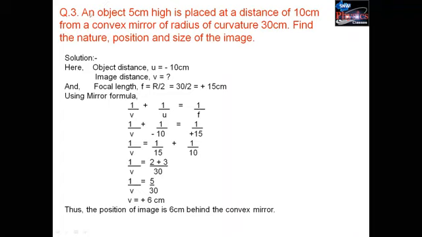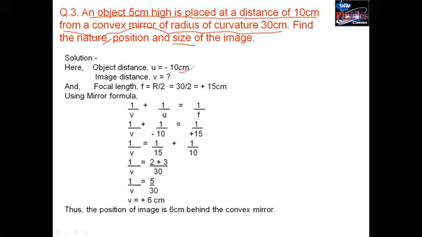The third question is: an object 5 centimeter high is placed at a distance of 10 centimeter from a concave mirror of radius of curvature 30 centimeter. The radius of curvature given to us is 30 centimeter. We have to again find the nature, position and size of the image. So let us see the solution.